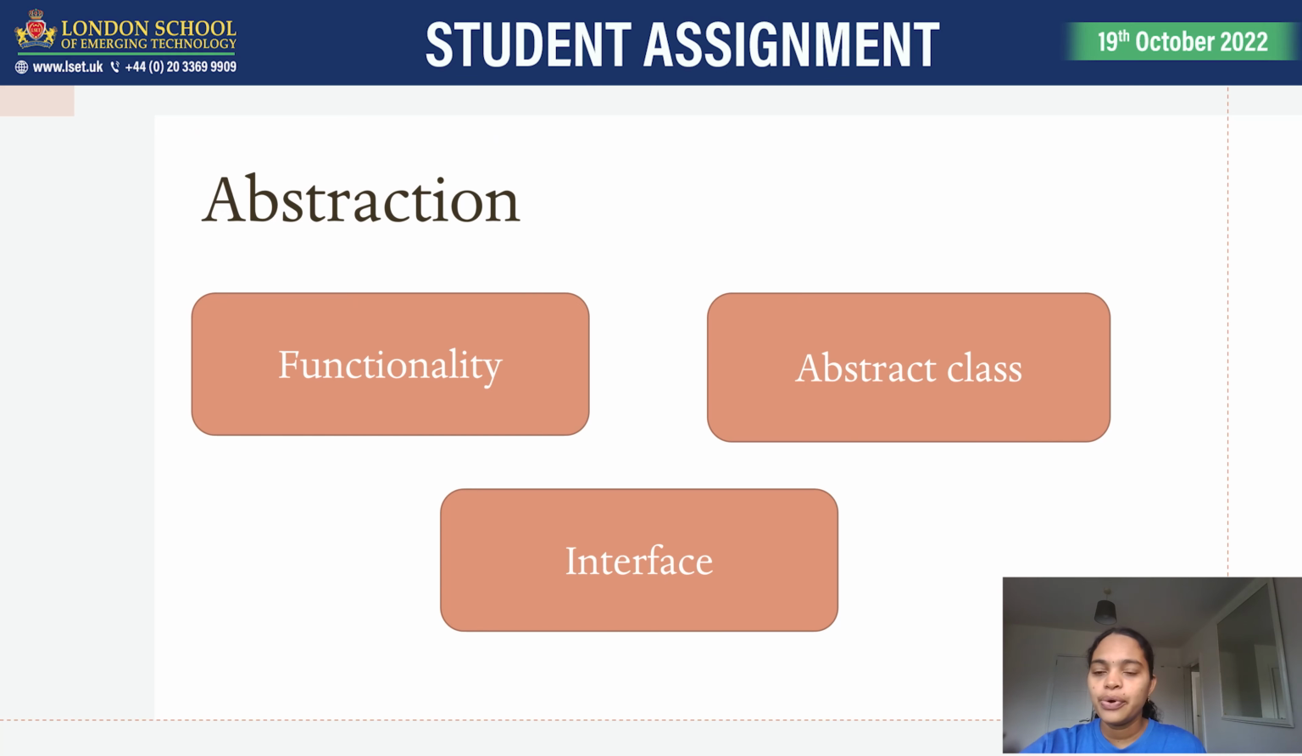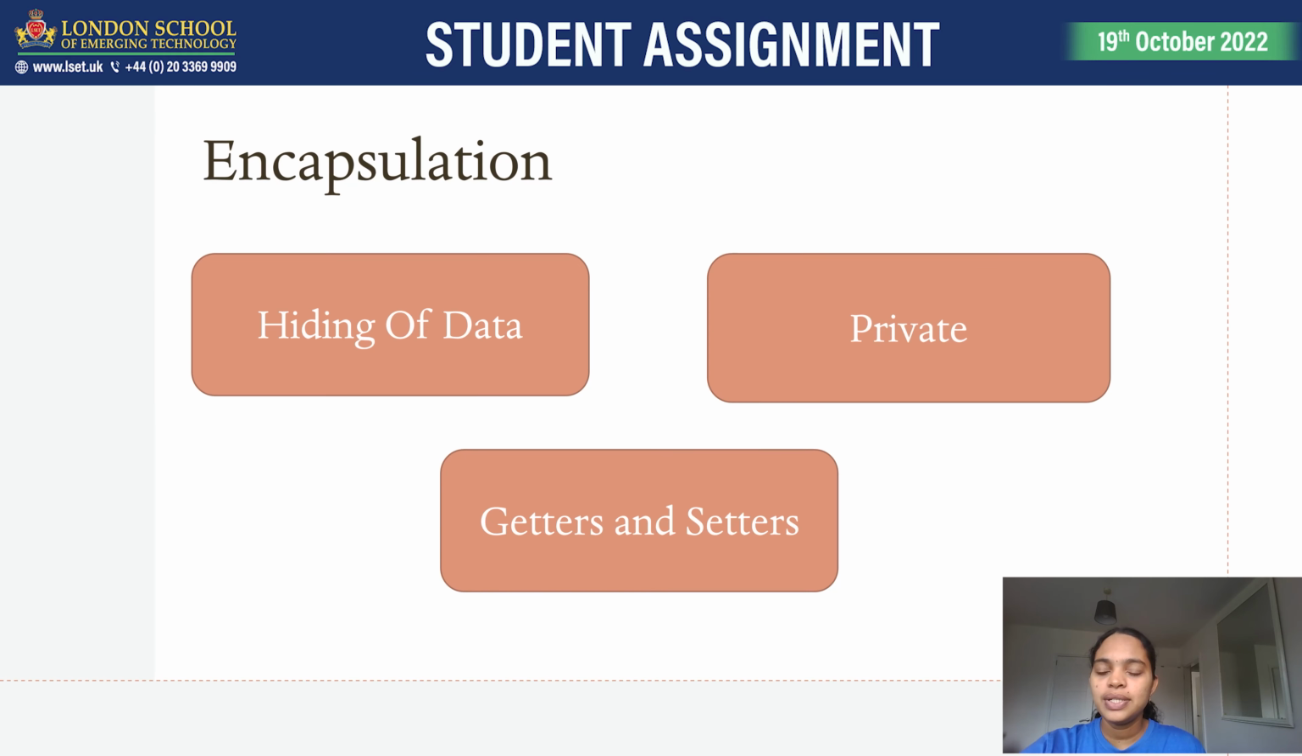Next, we will discuss encapsulation. Encapsulation is nothing but hiding of data, which is achieved by declaring the variables of a class as private and creating a public getter and public setter method to modify or view the values of the variables.